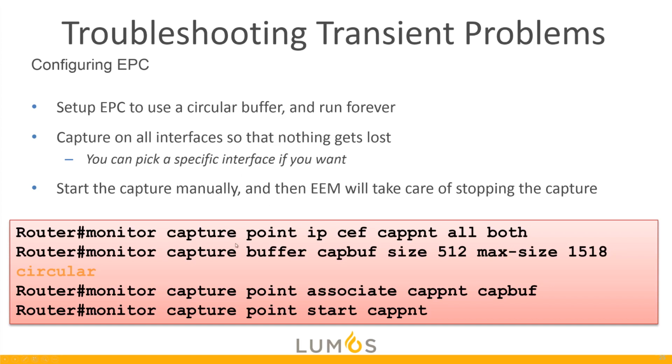So here we define our capture point. We're capturing all interfaces in transmit and receive direction. We're creating a capture buffer called capbuff, giving it a size 512, the max packet size, and circular, so it just overwrites itself. Then the capture point, we're associating the cap point to the cap buff. Okay, so associating these two, and then starting that, kicking it off.